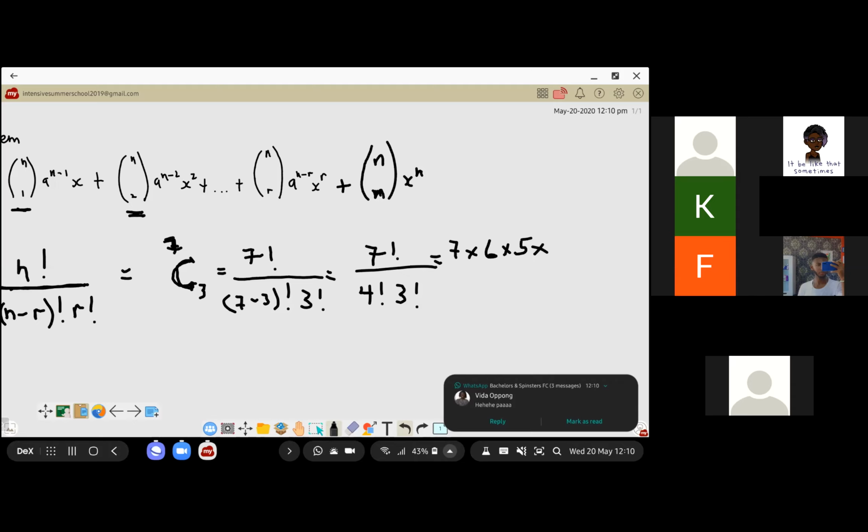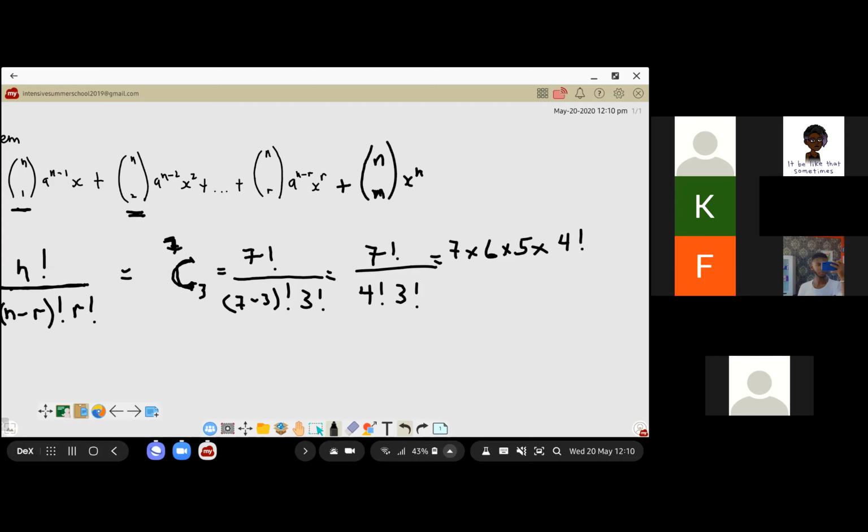How can we write it in factorial form? 4 factorial. Yes, this is what I wanted you to do. So you could do the 4 factorial times, then the 3 factorial will be 3 times 2 times 1. So this 4 factorial can cancel this 4 factorial, and then the 3 and 2 cancel the 6.